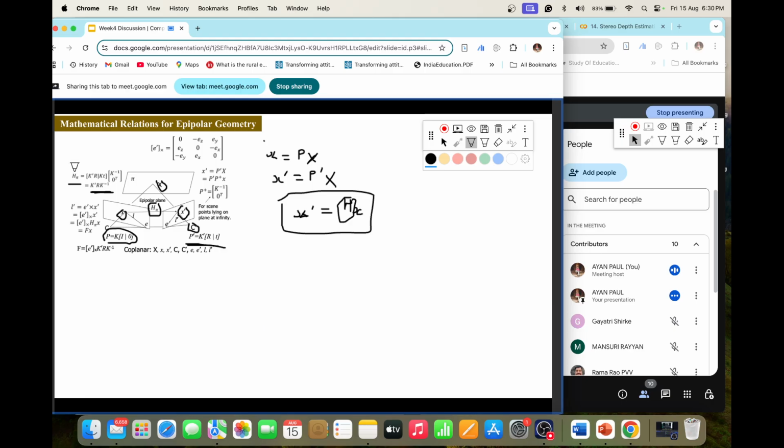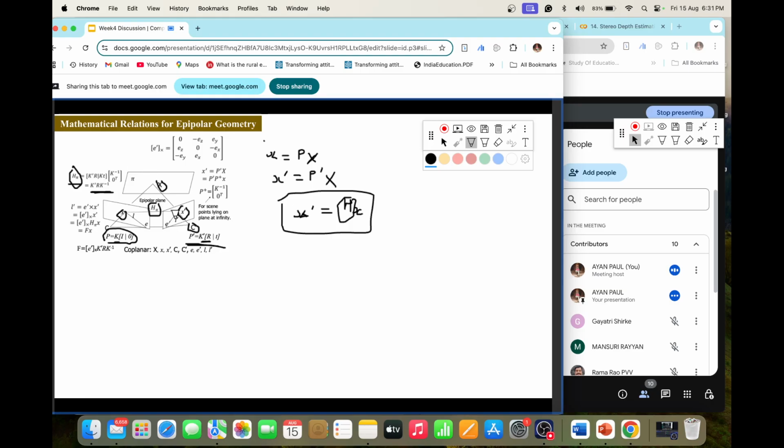Now our question is how we can find this H pi. This H pi will convert x to x dash. H pi is K dash R K inverse. K dash R will be taken from our right camera matrix, and K inverse will be taken from our left camera matrix. So by this we can calculate H pi. If we have H pi, we can directly convert this x to x dash, that is, the image point from the left image plane to the right image plane.